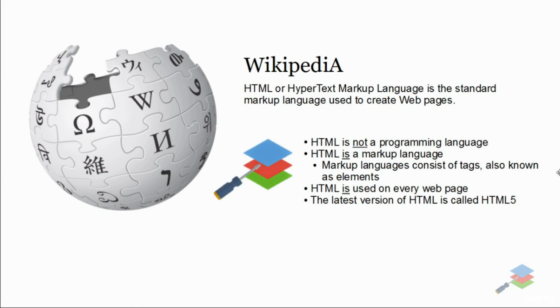HTML is not actually a programming language. A lot of people think it is. It's actually considered a markup language. Now, markup languages consist of tags, also known as elements. They have opening and closing tags, they have attributes.